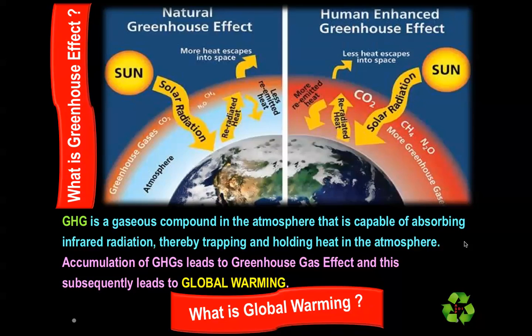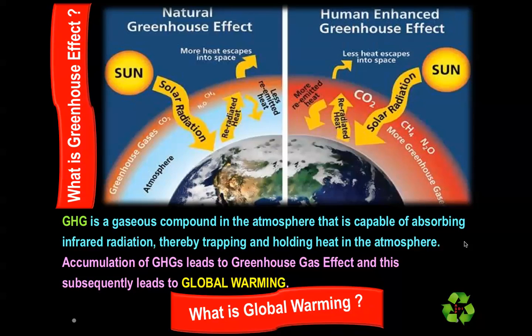And this creates huge warmth in the atmosphere because the heat is not able to escape, resulting in what is known as global warming. We will understand what the impact of this global warming is, and then what exactly the different greenhouse gases are.